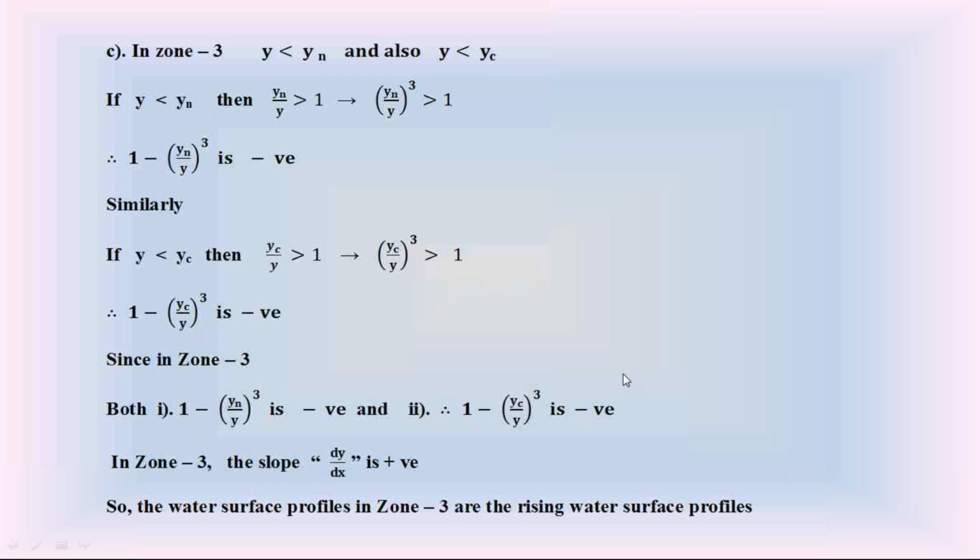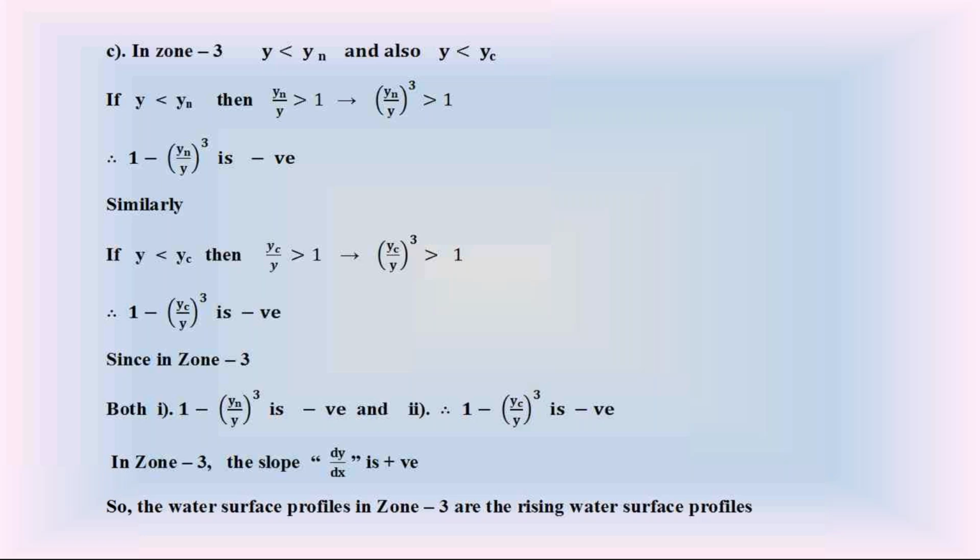The denominator is also negative. These two negatives will cancel with each other. So in zone 3, the slope dy by dx is positive, and the water surface profile is rising. In zone 3, whether it is a mild slope, steep slope, critical slope, horizontal slope or adverse slope, all the channels have this zone 3.